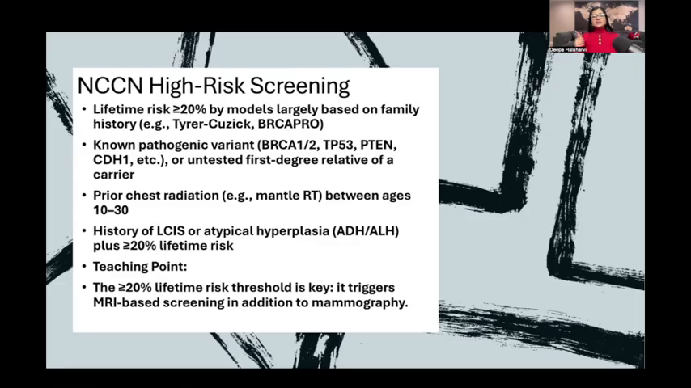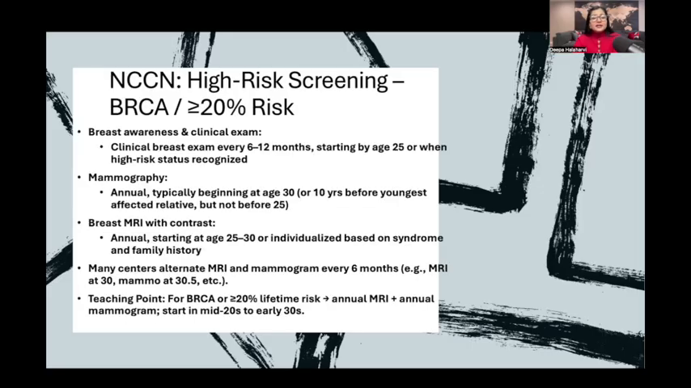High-risk people, so who are the high-risk people? Based on Tyrer-Cuzick, BRCAPRO, Gail, all the risk calculators, the risk is over 20%, or they have pathogenic mutations, or have had radiation to the chest wall. So they really need an MRI in addition to a mammogram. Breast exams are every 6 to 12 months, starting at age 25, or whenever their high-risk status is recognized. They typically need a mammogram 10 years younger than the youngest affected relative, but not before 25.